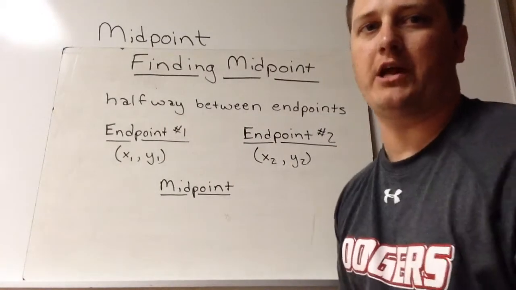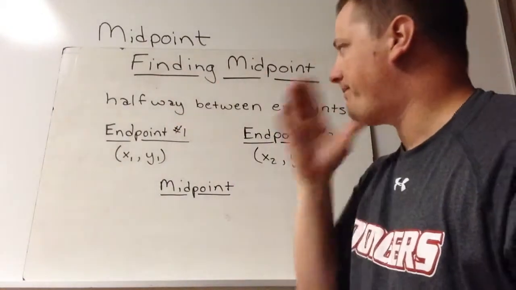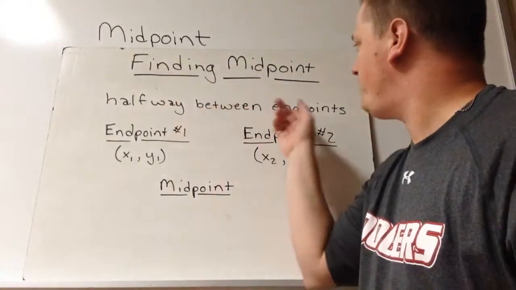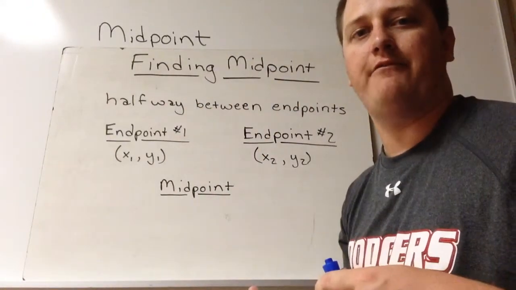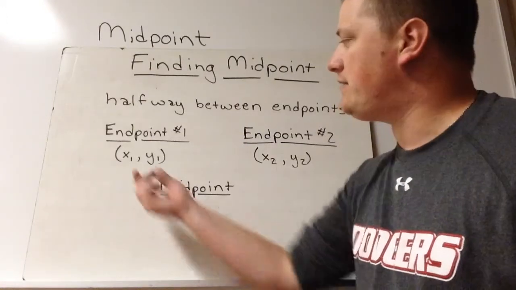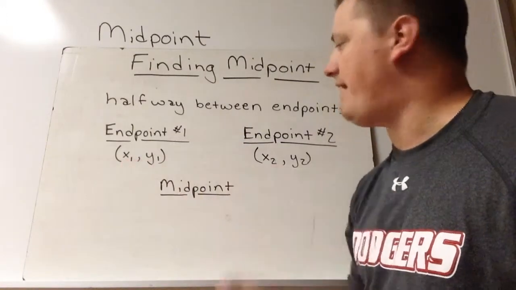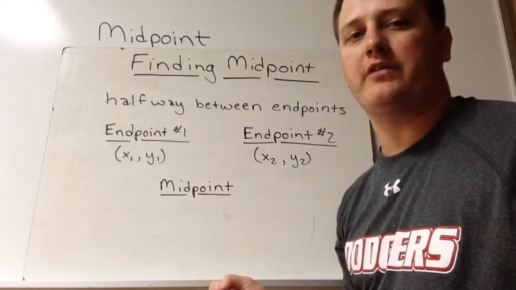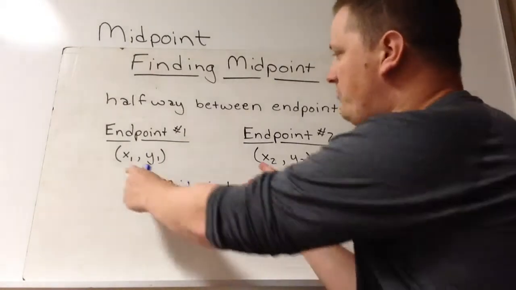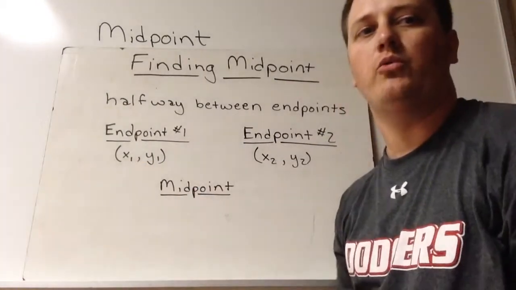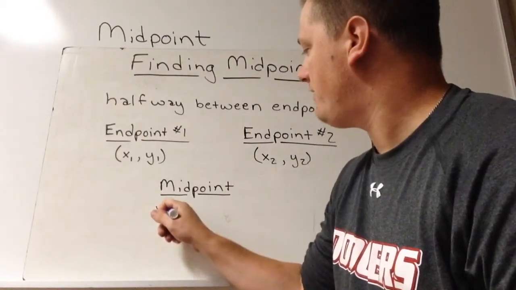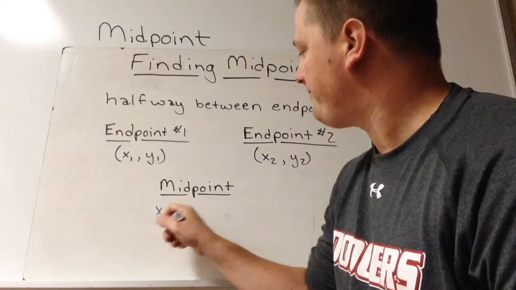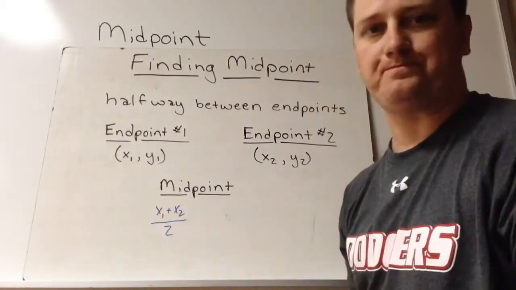So the first thing we want to look at is finding the midpoint. So we know that it's halfway between the endpoints. Well, to find the halfway mark of two endpoints, you really need to break it down into their x and y values. So if we focus on the x's first, halfway between x1 and x2 would be the average of the two. So what we want to do is go x1 plus x2 and divide by 2.